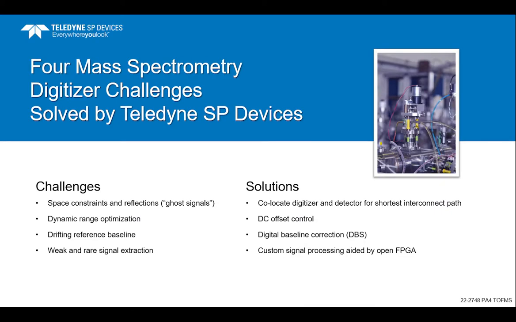Mass spectrometry data acquisition challenges include space constraints and signal reflections, signal conditioning for dynamic range optimization, baseline drift, and distinguishing weak and rare signals in the presence of noise. Teledyne SP Devices' extensive experience in this application area has allowed us to create unique solutions that help simplify high-performance mass spectrometry system development. We will now take a look at some of these techniques.